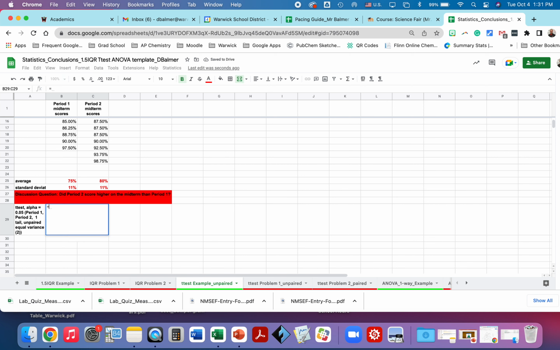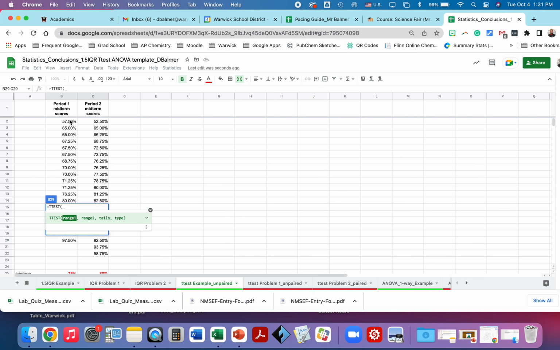And now I'm going to type equals T-E-S-T, and sure enough it says, oh, you're calculating a t-test. It says, what's your first set of data? Well, my first set of data goes from B2 to B20. You could highlight the extra cells if you want. I'll do comma. All right, what's range number 2? Range number 2 goes from C2 down to C22, comma.